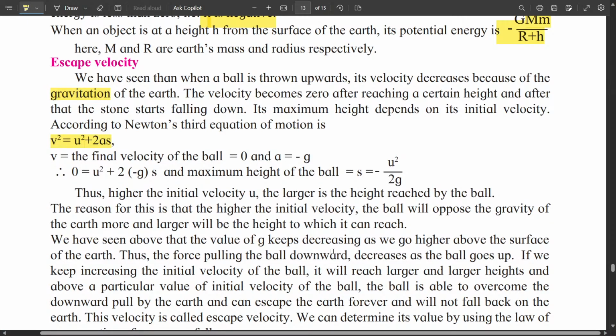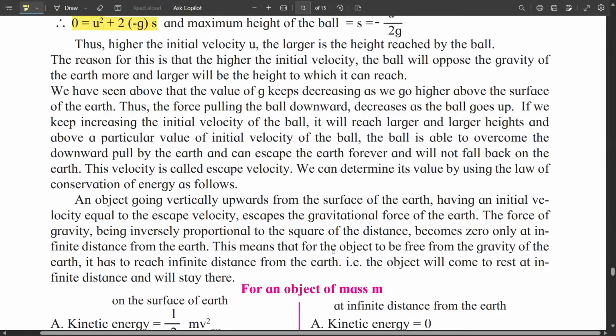Here we take the final velocity v as 0 because we know that at the highest point velocity is 0, and acceleration we take as minus g because acceleration is in the opposite direction of motion of the object. So we get the equation 0 equal to u square minus 2gs, or s is equal to u square upon 2g. Hence the height reached by the object is u square upon 2g, where u is the initial velocity. So we can see that the higher the initial velocity u, the higher is the height reached by the ball.